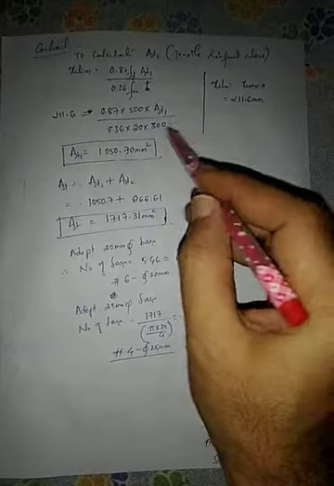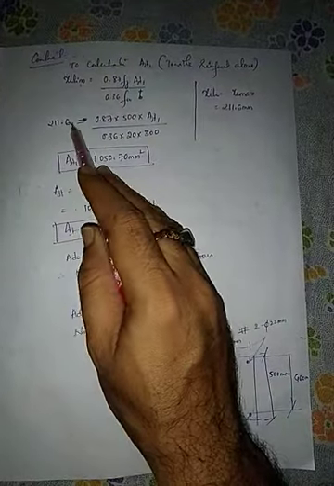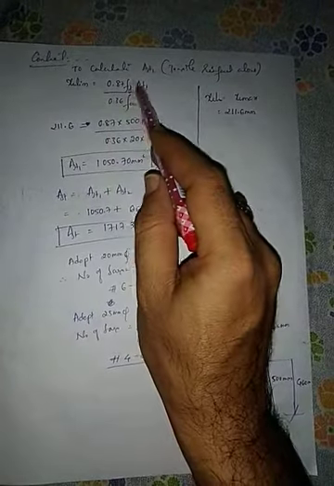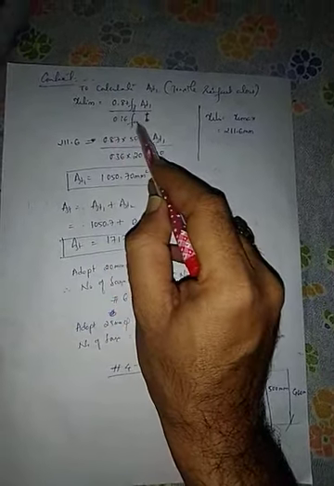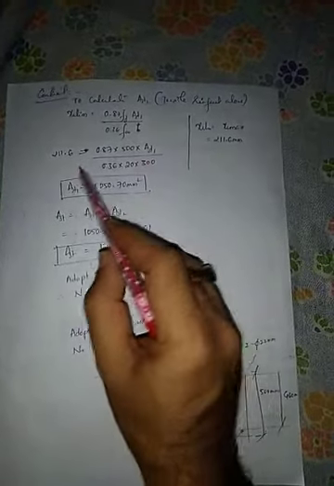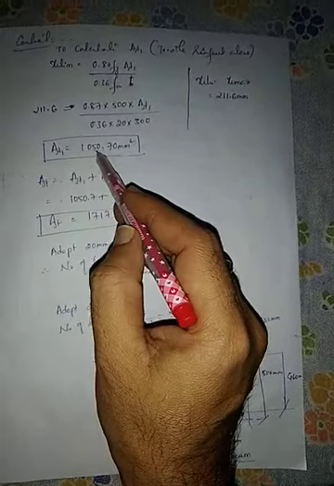So this is right. XU limit 211.6, 0.87, Fy is 500, AST1 is unknown, we have to calculate, 0.36, FCK is 20, B is 300. Use your calculator and calculate AST1. It comes around 1050.70 mm square.